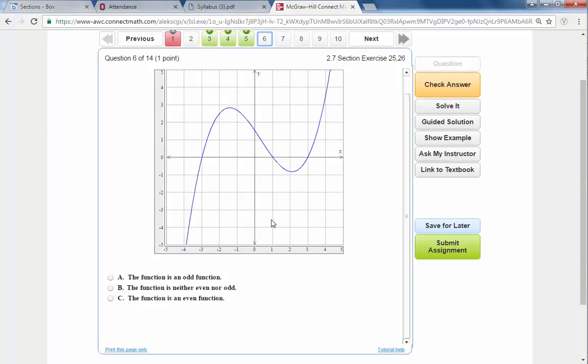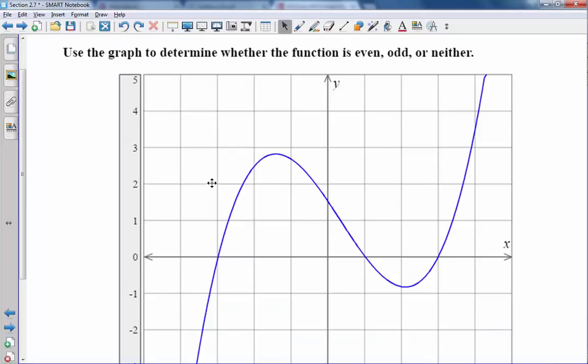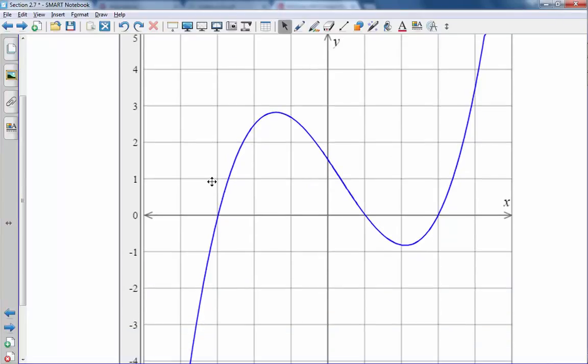How about this? It's even, odd, okay? Neither? I have a feeling this is odd. Am I wrong? Look. This point, I go the same distance and hit it here. This point, we go hit there. I think it's odd. Am I right?